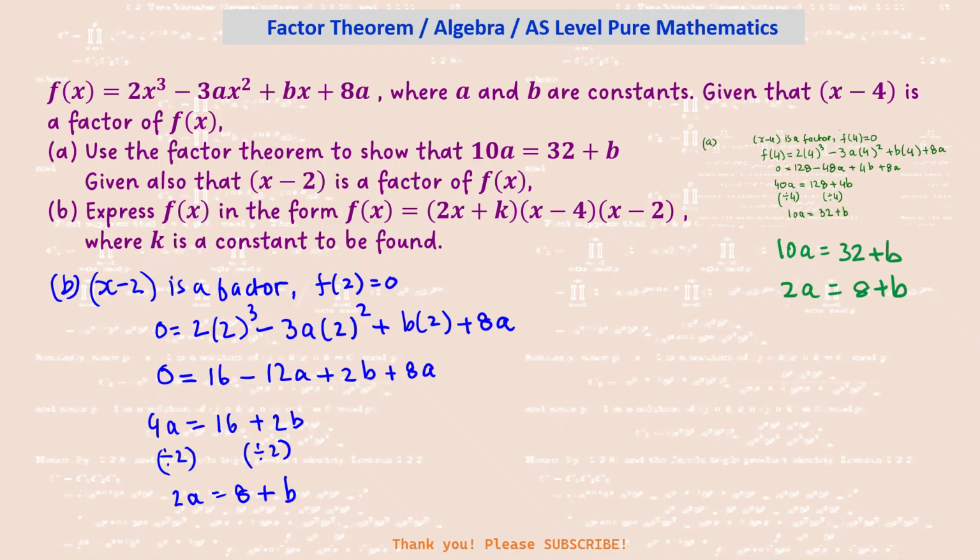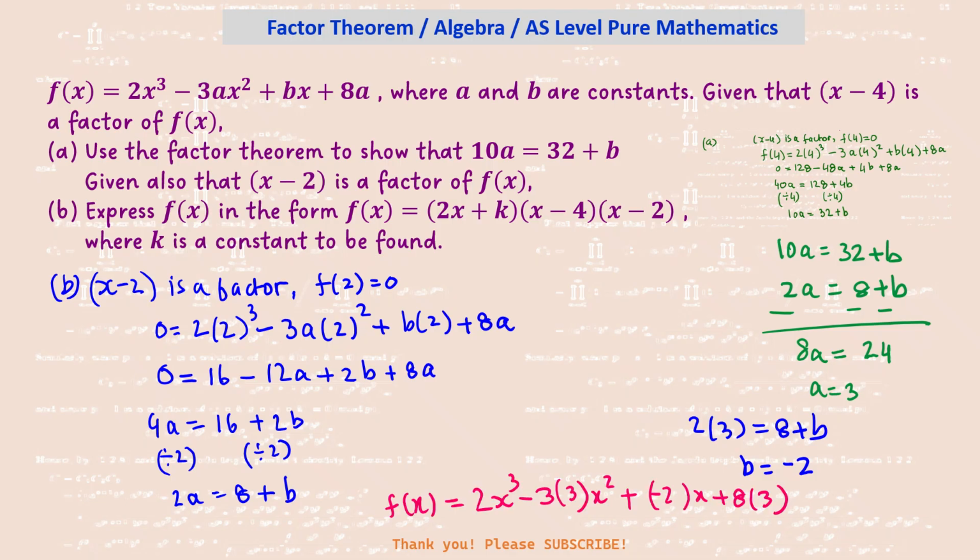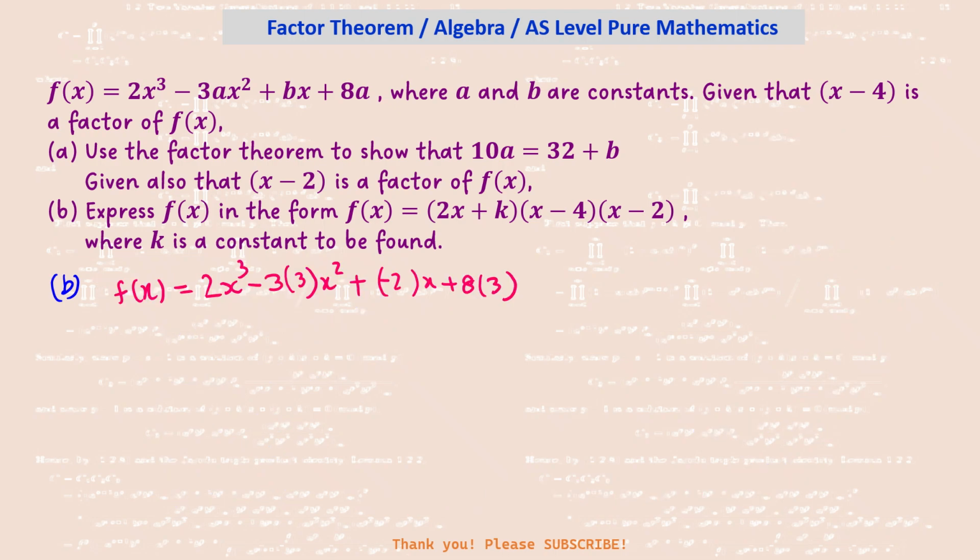Solving simultaneously, you get a is 3. And then if you put a is 3 in this equation, you would get b is minus 2. So we now know a is 3, b is minus 2. So we can write out the entire equation f(x), replacing a and b by 3 and minus 2. So we get f(x) is 2x cubed minus 9x squared minus 2x plus 24.